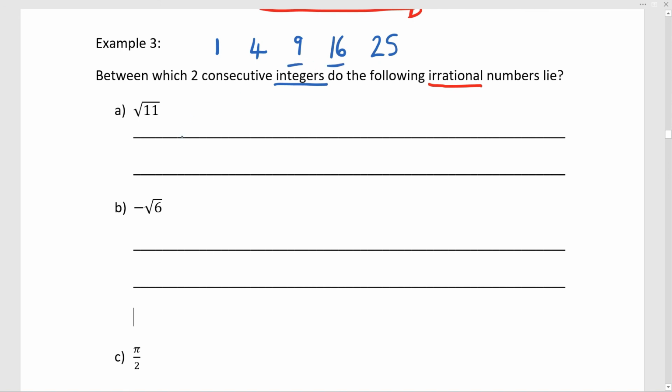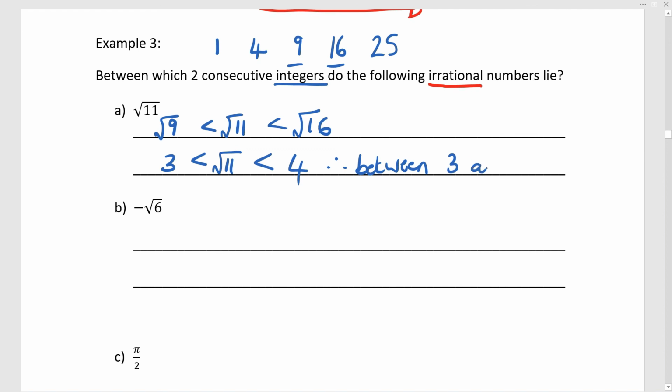Well, it's going to be 9 and 16, so we're going to write it using our less than and greater than signs. So 9 is less than 11, which is less than 16, and of course what we want is the square root of each of those. And I know the answer to the square root of 9, it's 3. Root 11 is irrational, so I leave it as a root. Root 11, which is less than the square root of 16, which I know is 4. And therefore my answer is between 3 and 4.